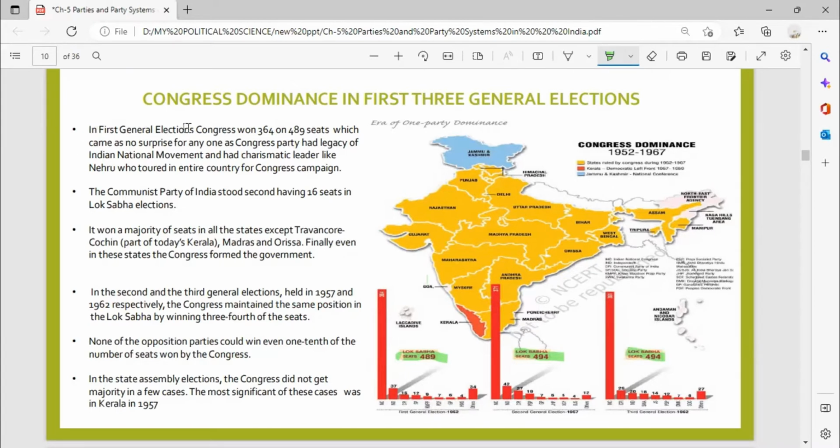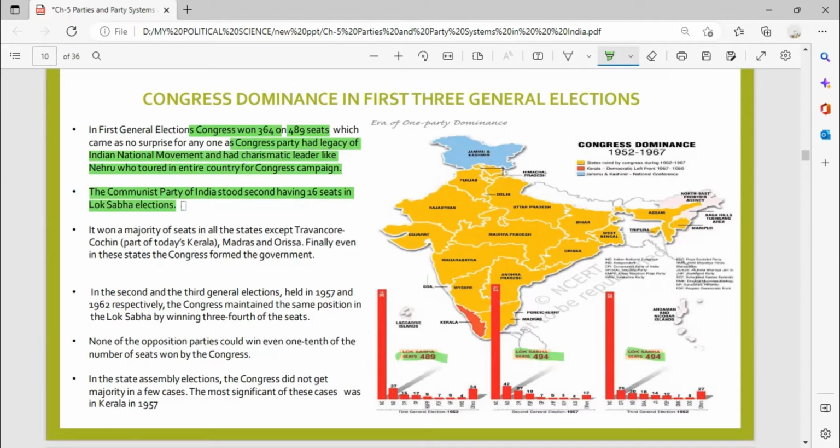In the first general election, Congress won 364 out of 489 seats. There were 489 seats in total, out of which Congress alone won 364. That means more than a two-thirds majority, which came as no surprise because everybody knew that the Congress party had the legacy of the Indian national movement and had a charismatic leader like Nehru, who toured the entire country for the Congress campaign. The second largest party, the Communist Party of India, stood second with only 16 seats. So the first party, Congress, and the second with 16, not even 1/10 of what Congress got.